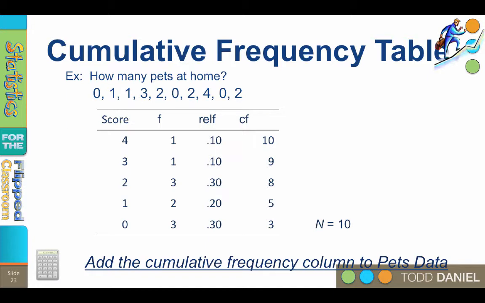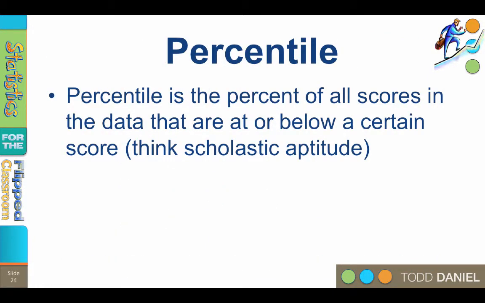We are going to add one last column to our table, and that is percentile. A percentile is the percentage of all of the scores in the data that are at or below a certain score. So perhaps you've taken the Scholastic Aptitude Test, and you scored at the 89th percentile. That means 89% of people who took that same test scored the same or below you. Or maybe you got a checkup with your doctor and found out that your weight is in the 23rd percentile. That means 23% of people are thinner than you, and the remaining 77% are heavier than you.